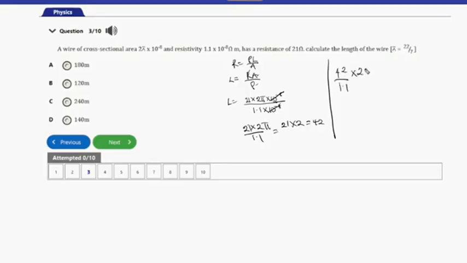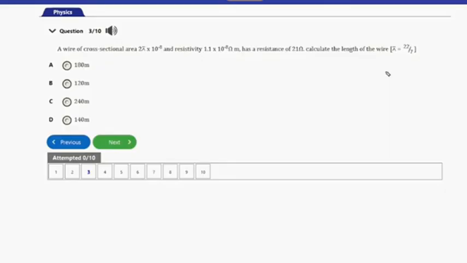So since pi is 22 over 7, if we go ahead and calculate this, we'll arrive at 120 meters, and that's option B here. So that's 120 meters of wire. That's the answer to this question. Let's go ahead and consider the next question, guys. So that's question number 4 here.